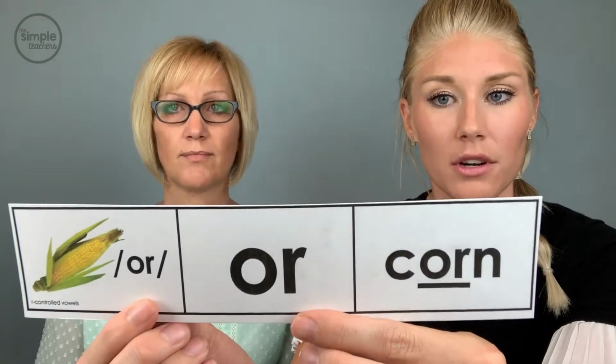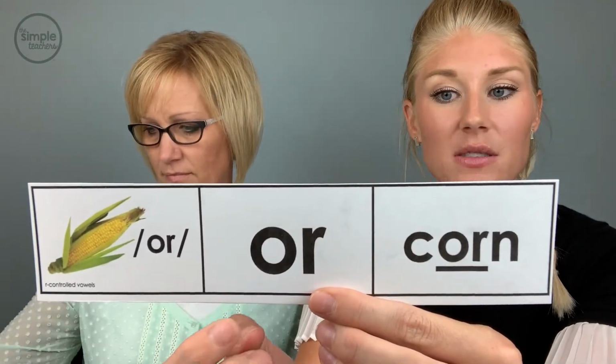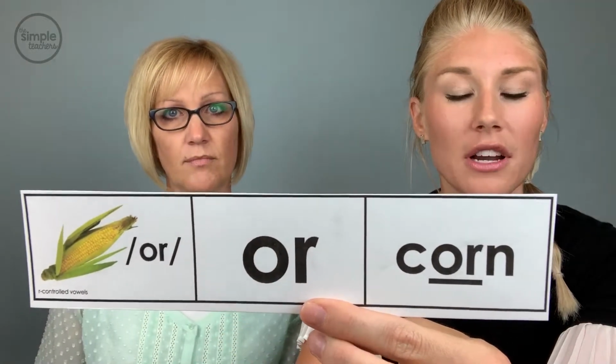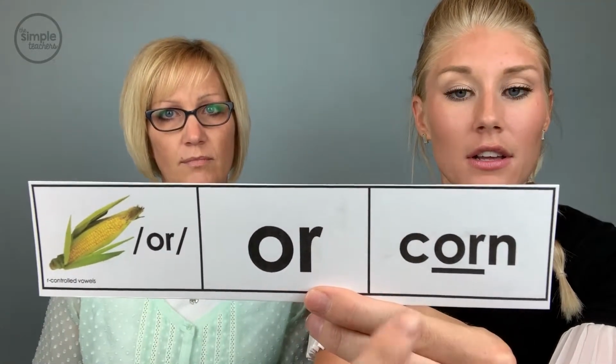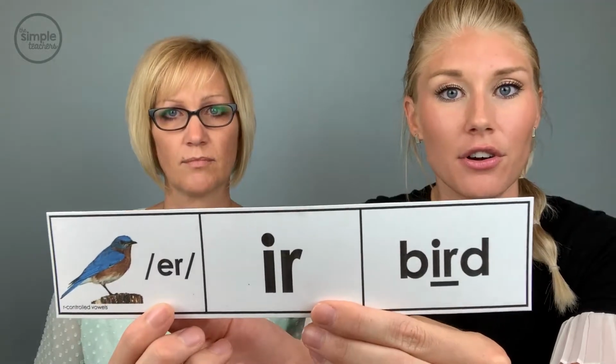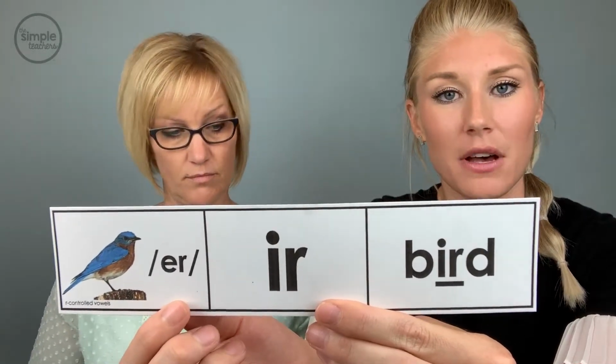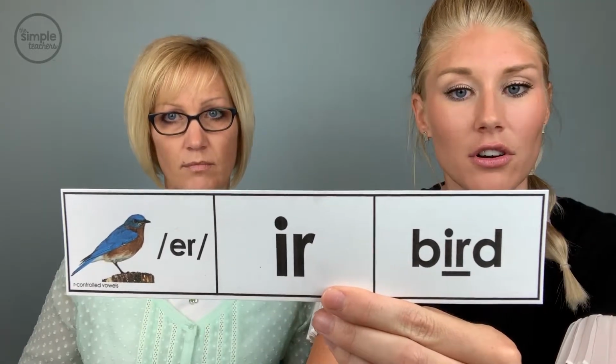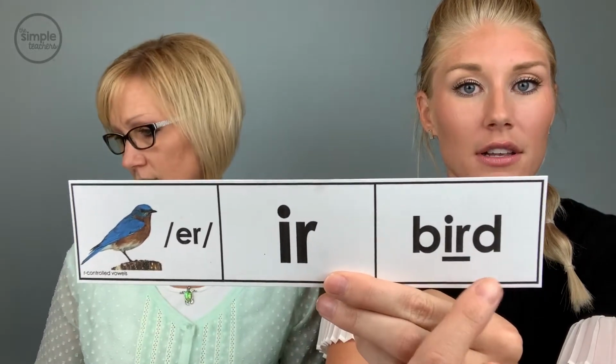I'll jump to the O-R. This is the sound OR. The sound OR can be spelt with an O-R. Listen for the sound OR in the word corn. Corn. And I'll just do one of the spellings. I'll do the IR. This is the sound R. The sound R can be spelt with the letters IR. Listen for the sound R in the word bird.